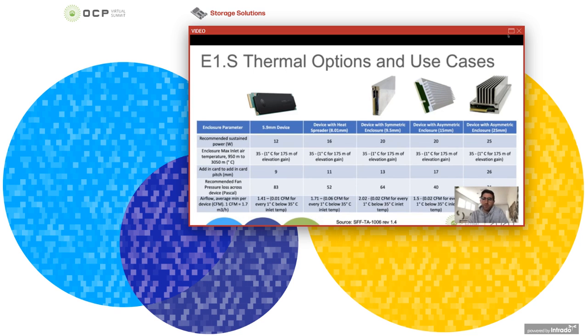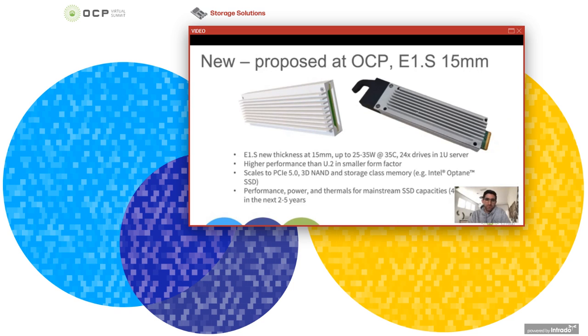And then you have the device with the 25 millimeter asymmetric enclosure, which just looks like the 15 millimeter, but with bigger fins. And you can see this allows you to go to higher power or have reduced airflow for a better TCO if you have a similar power drive. I'm not going to go into detail about these because we do have a presentation in this OCP storage workgroup track on thermals methodology for the EDSFF and how they got there. So this is the most exciting thing, the 15 millimeter.